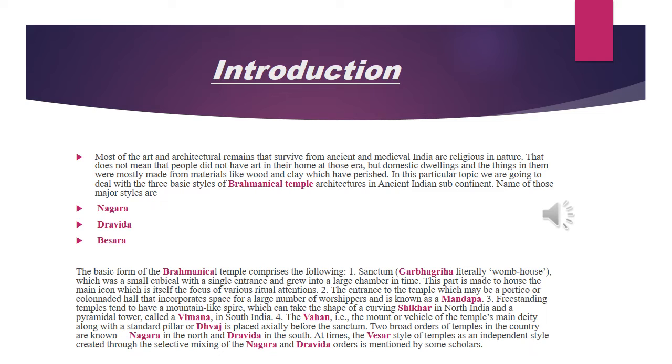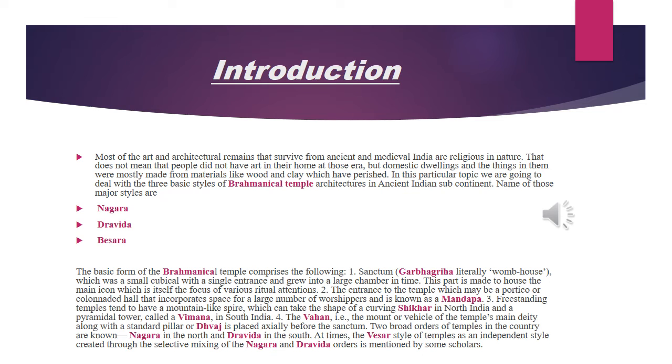So whenever we talk about Brahmanical temple architecture, there are three major styles we are considering right now. One is Nagara, the second one is Dravida, and the third one is Vesara. The basic form of a Brahmanical temple comprises the following: the sanctum, known in Sanskrit as the Garbha Griha or womb house, which was a small cubicle with a single entrance and grew into a large chamber in time.